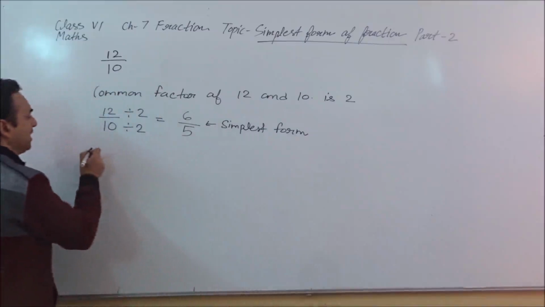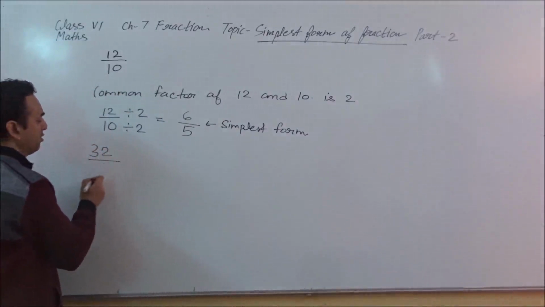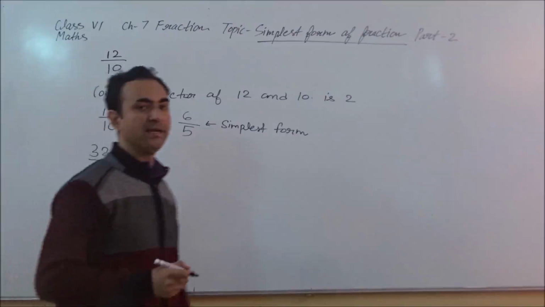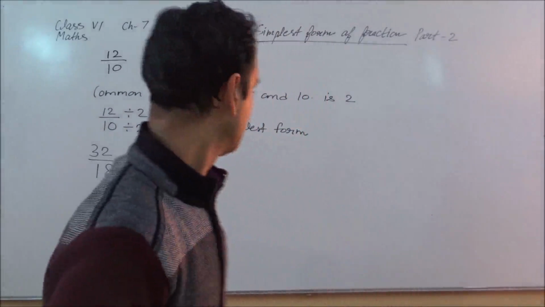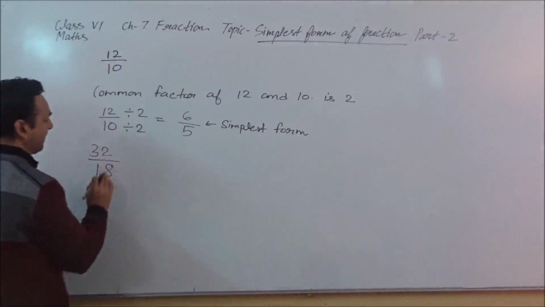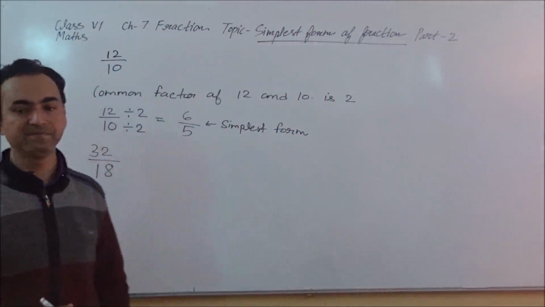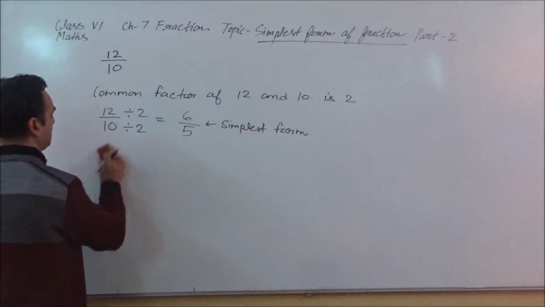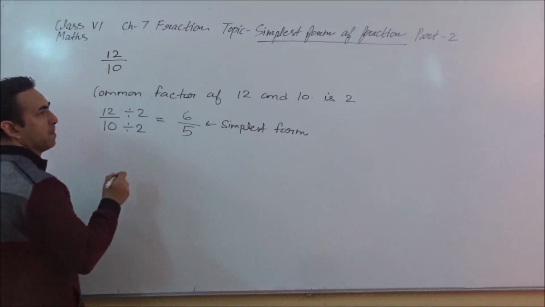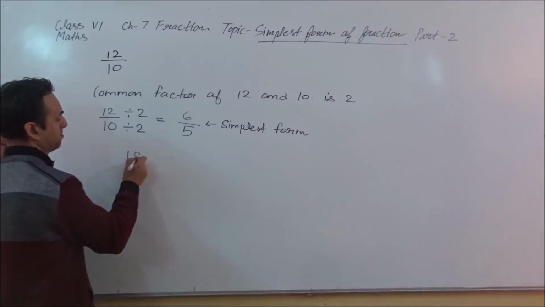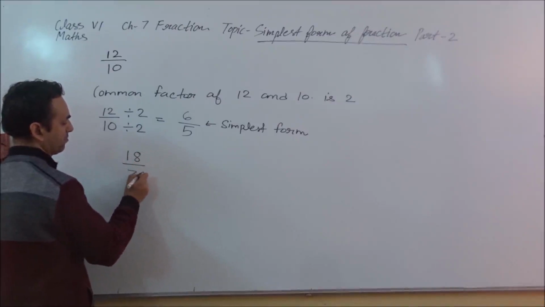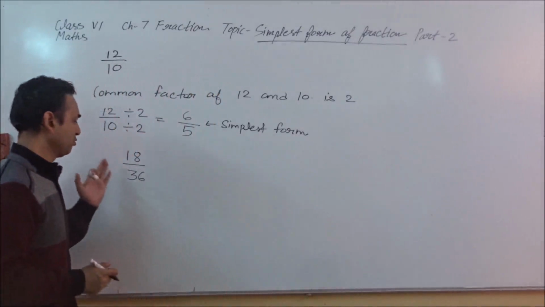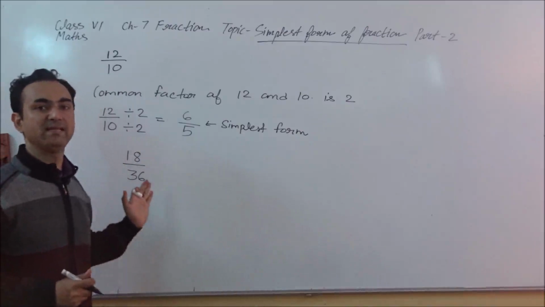Let's take one more example, like 32 upon 18. Now what is the common factor of 32 and 18? Let's take some different example. 18 upon 36. If I ask you to simplify this fraction, right?